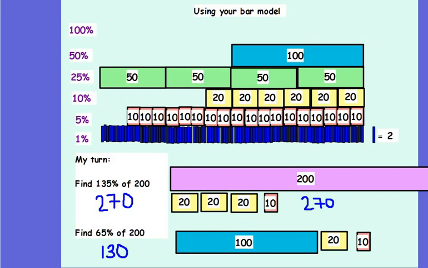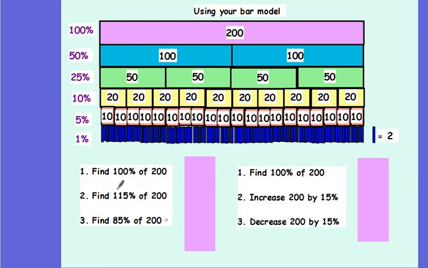Over to you, Year 7. In your light blue books, please can you find for me 100% of 200, 115% of 200, 85% of 200, and then if you're confident, can you find 100% of 200, increase 200 by 15%, and decrease it by 15%. Pause the video and have a go at this in your light blue books now, please.